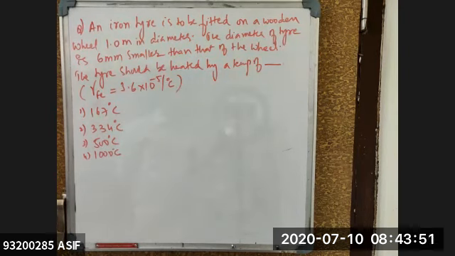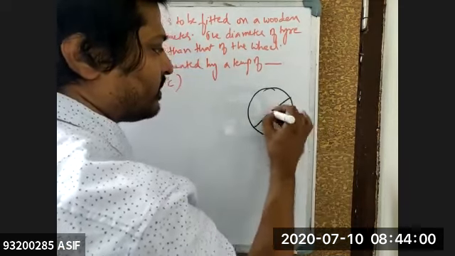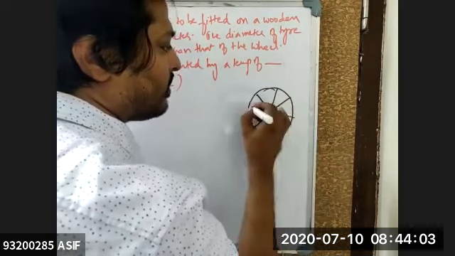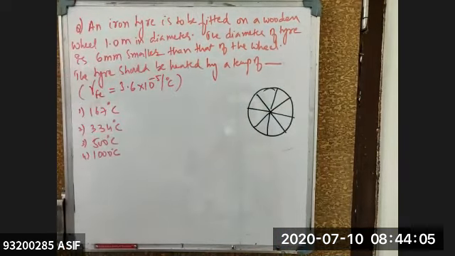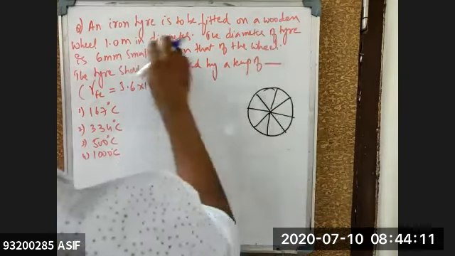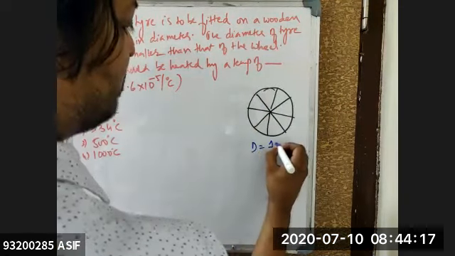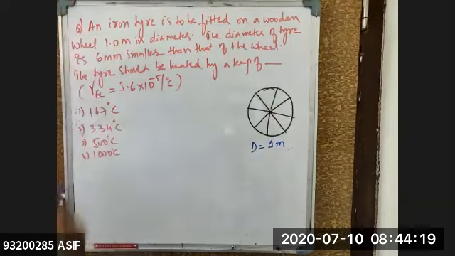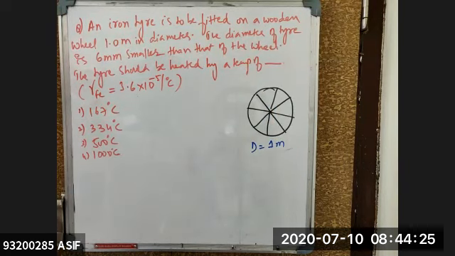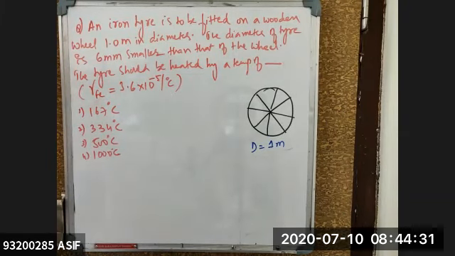An iron tire is to be fitted on a wooden wheel. This one is your wooden wheel, like a bullock cart wheel. This is your wheel right now. And we've got an iron tire to be fitted on this one, on this wooden wheel, which is 1 meter in diameter. Sorry, diameter is how much? 1 meter. The diameter of the tire, that means the iron tire, is given as 6 mm smaller. That means it is very, very small. This is 1 meter and this is 6 mm. 1 mm is how much? 10 to the power of.